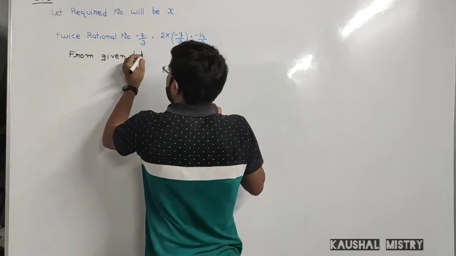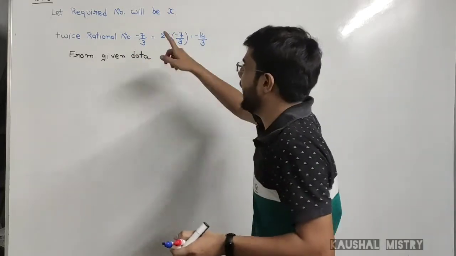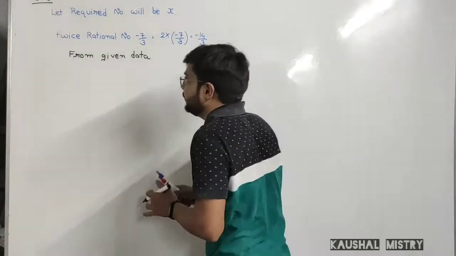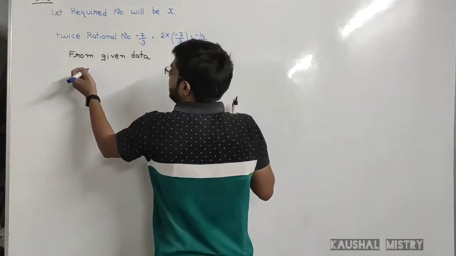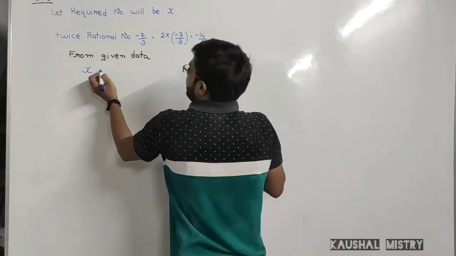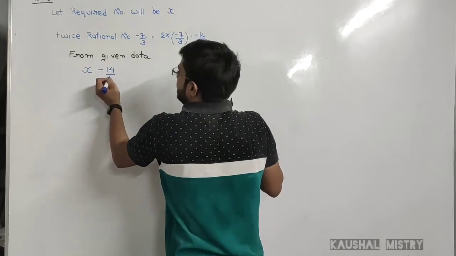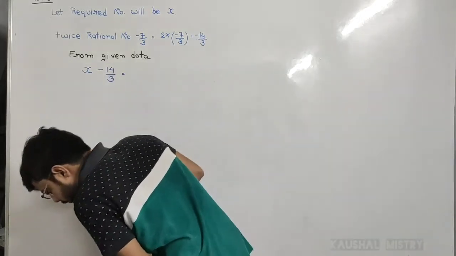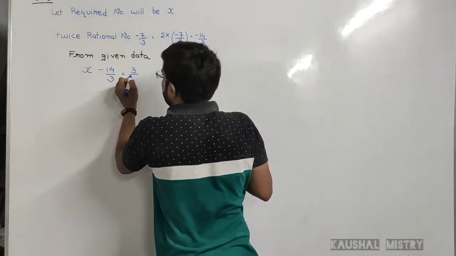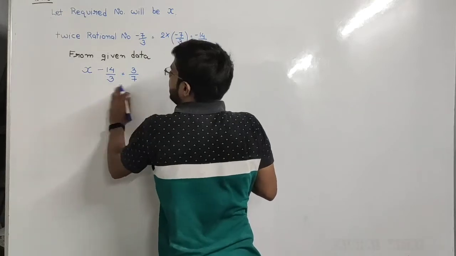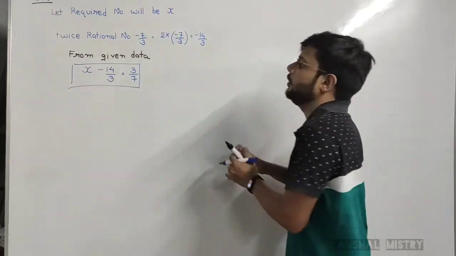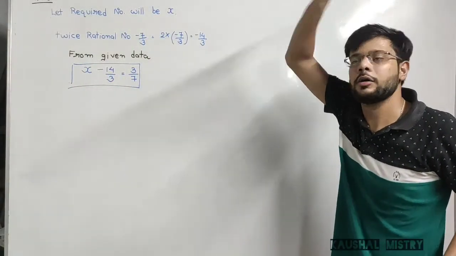Simply, you can understand this. हम लोग क्या करेंगे, x इसके ट्वाइस में ऐड करेंगे और हमारा आंसर क्या आएगा 3 by 7. That means our equation will be x added to twice the rational number, that is minus 14 by 3, to get 3 by 7, right? Now as you can see that this will be our equation, and we have to find the value of x. That will be our required number, right?